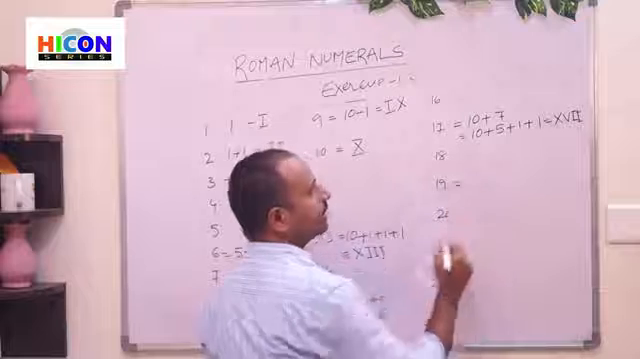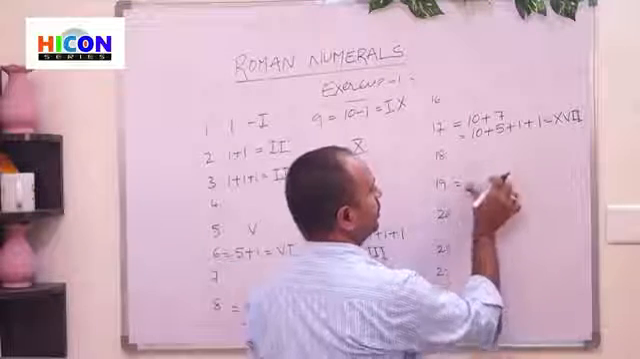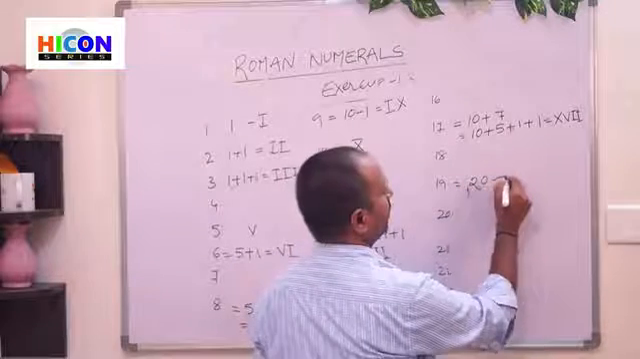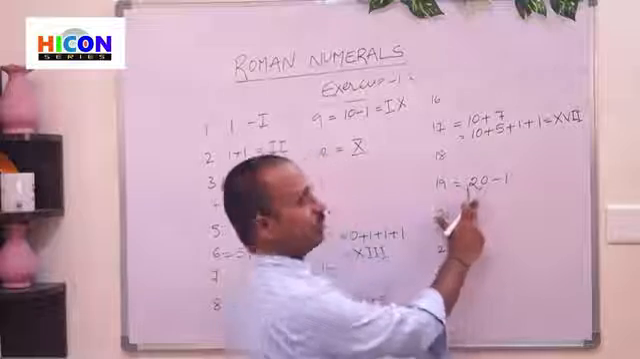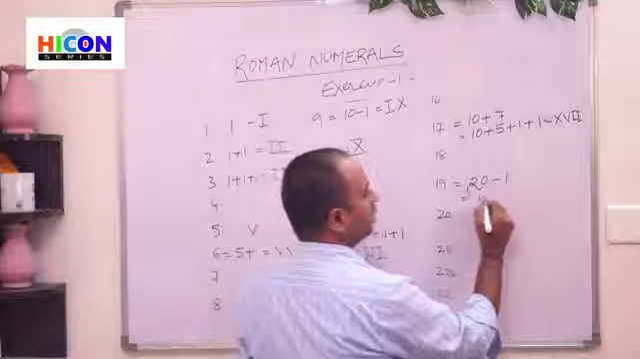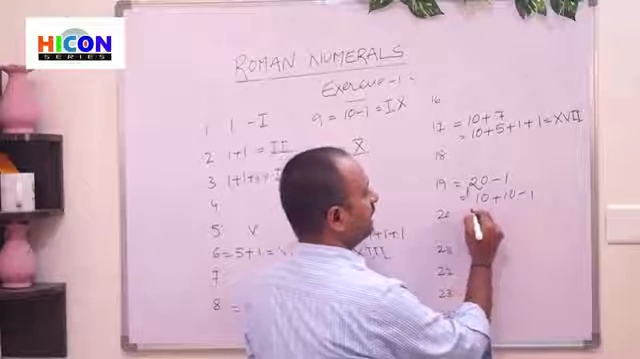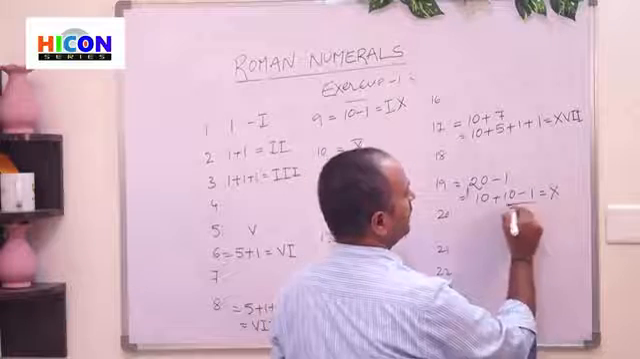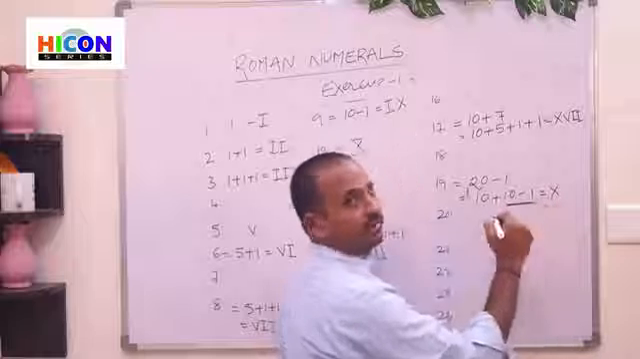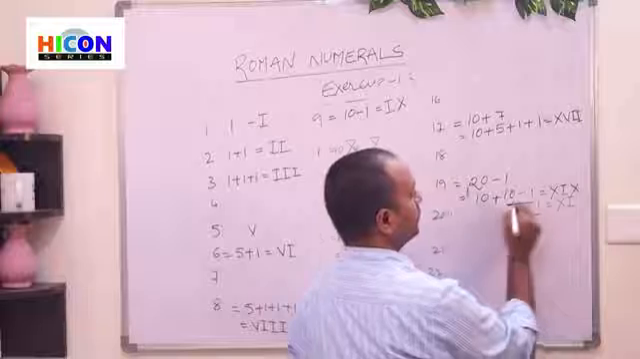The same way, 19. There is no symbol for 19 in the Roman numerals. So split 19 like this, that is 20 minus 1. And there is no symbol for 20 in the Roman numerals. So that's why 20 can be split into 10s. That means 10 plus 10 minus 1. So here 10 means X, and minus means subtraction. So the smaller value 1 should be written on the left side of the bigger value 10. So 1 means I. So I should be written on the left side of 10.